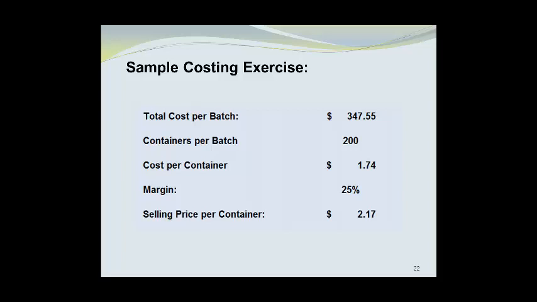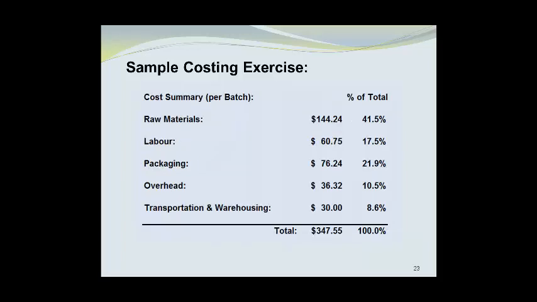Now we're going to introduce the concept of a margin at 25%. So we're going to say that we want to make a profit of 25% on each container. 25% of $1.74 will then raise the cost to $2.17 per container. So the 25% margin amounts to 43 cents per container.